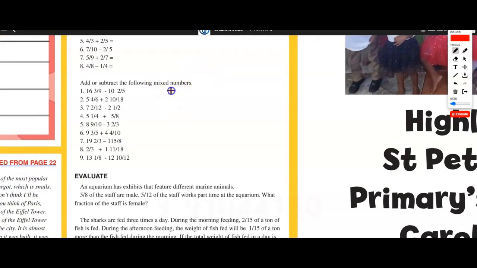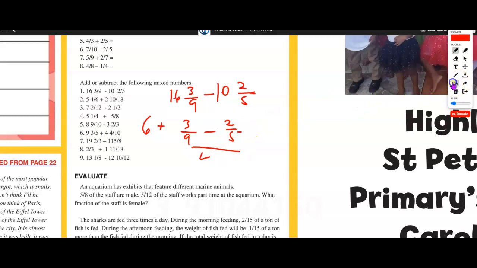All right, so let's start with the first one, 16 and 3 ninths minus 10 and 2 fifths. So deal with the whole numbers. 10 from 16 would leave us with 6, right? That 6 would be added to 3 ninths minus 2 fifths. Let's go, this would be 45. Let's make a straighter line here. 45. Now 9 into 45, 5 times 3 would give us 15. Okay, so we have a 15 here. And 5 into this 45, 9 twos would give us 18.